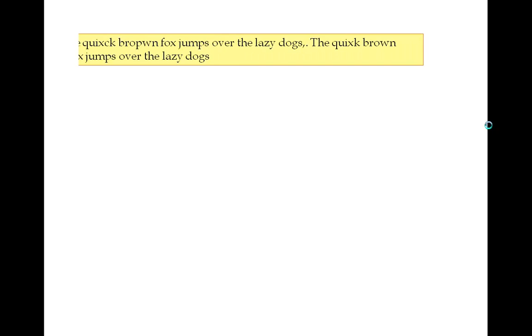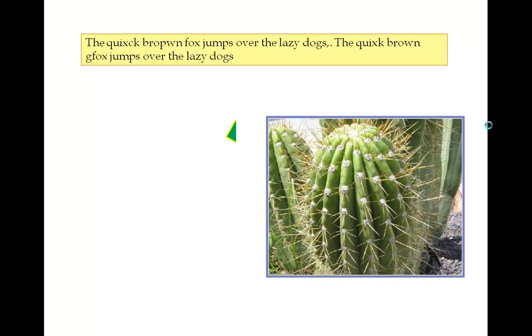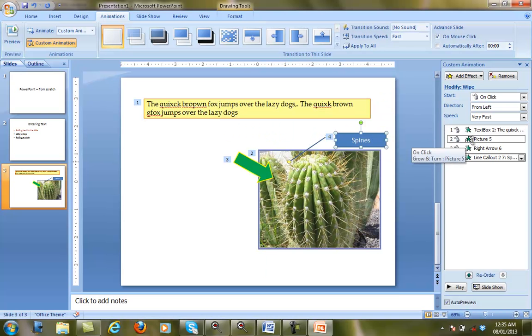Shift and F5. Right arrow. Here's my definition. Right arrow. Picture. The arrow comes along and the spines. Okay. Now let's for some reason say that you wanted this arrow to come before spines, but by mistake you animated the spines first, then the arrow.